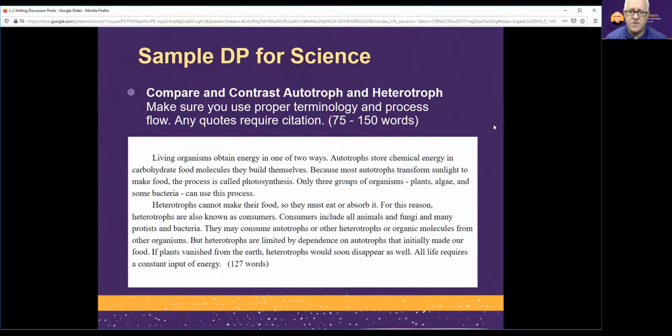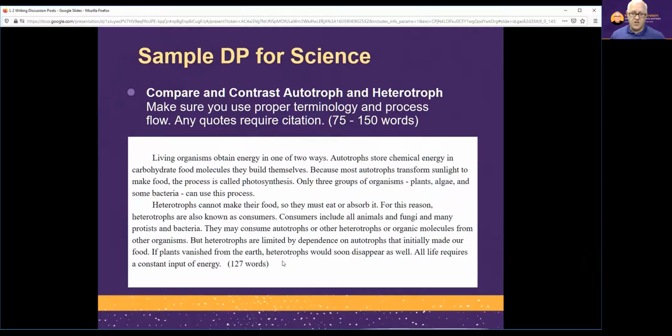Living organisms obtain energy in one of 2 ways. Autotrophs are chemical energy and carbohydrate food molecules they build themselves. Because most autotrophs transform sunlight to make food, the process is called photosynthesis. Only 3 groups of organisms, plants, algae, and some bacteria, can use this process. Heterotrophs cannot make their own food, so they must eat or absorb it. For this reason, heterotrophs are also known as consumers, and consumers include all animals and fungi and many protists and bacteria. They may consume autotrophs or other heterotrophs or organic molecules from other organisms, but heterotrophs are limited by dependence on autotrophs that initially made our food. If plants vanish from the earth, heterotrophs would soon disappear as well. All life requires a constant input of energy.